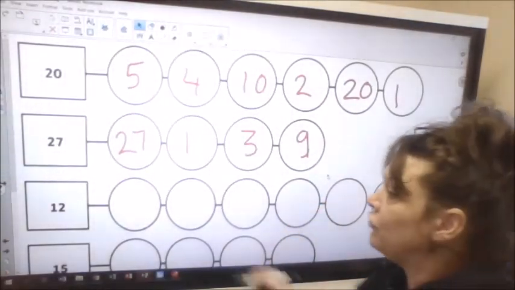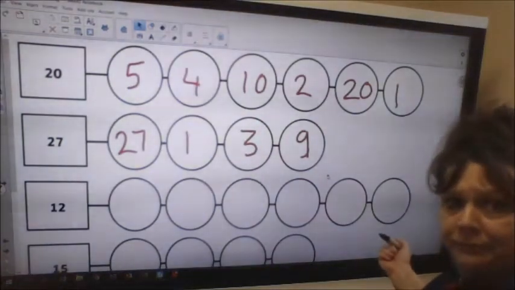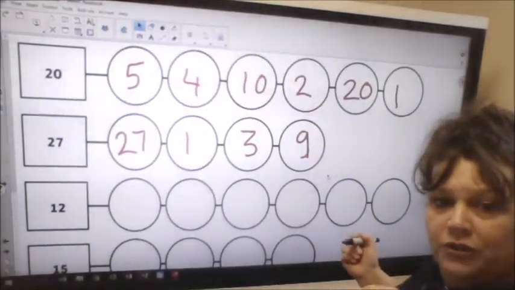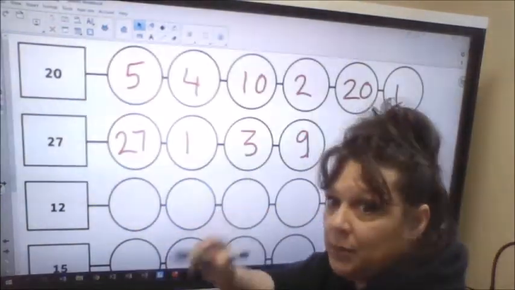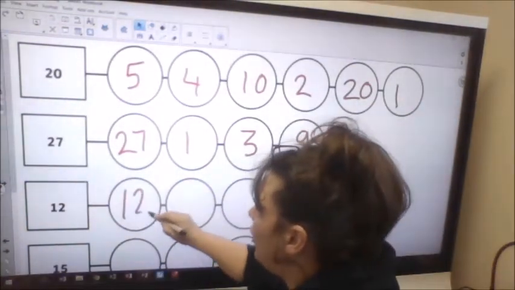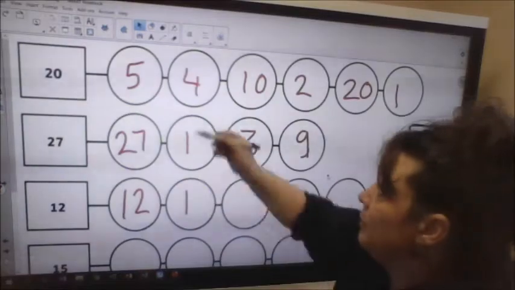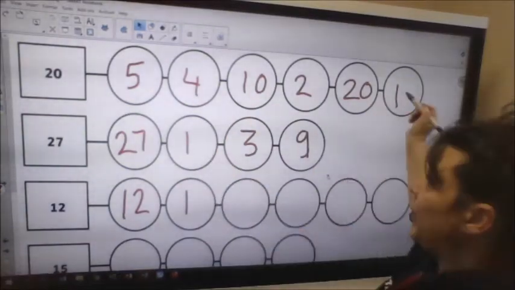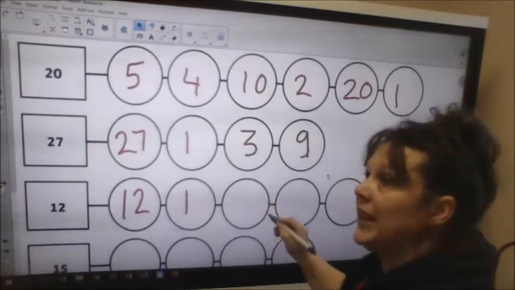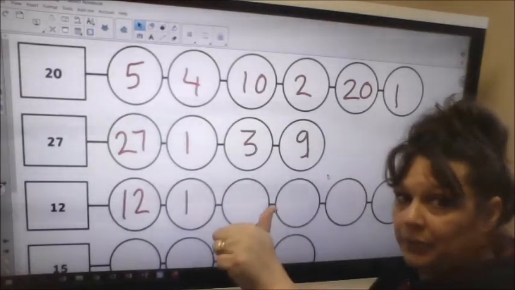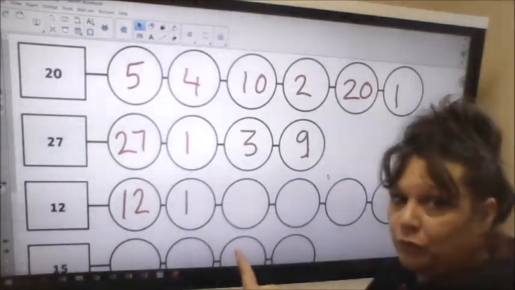So if I think about 12, what are the factors of 12? Well, I think about my tables. So I know that 12 and 1, okay, 27 and 1, 20 and 1, okay, you see a pattern there. And then I know that 12 appears in my 3 times table and my 4 times table.